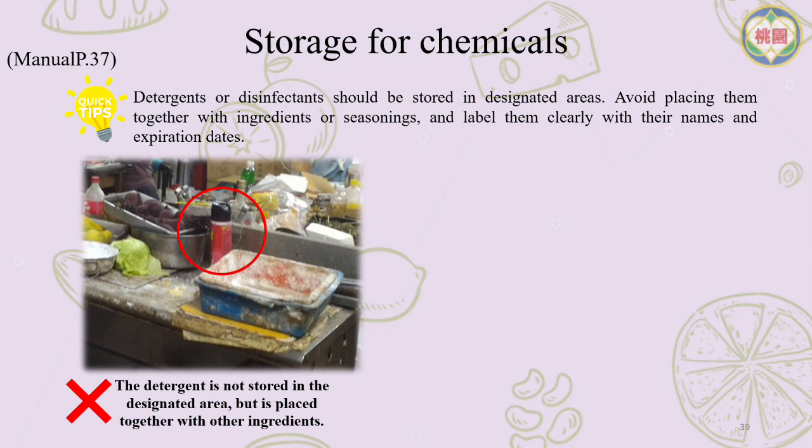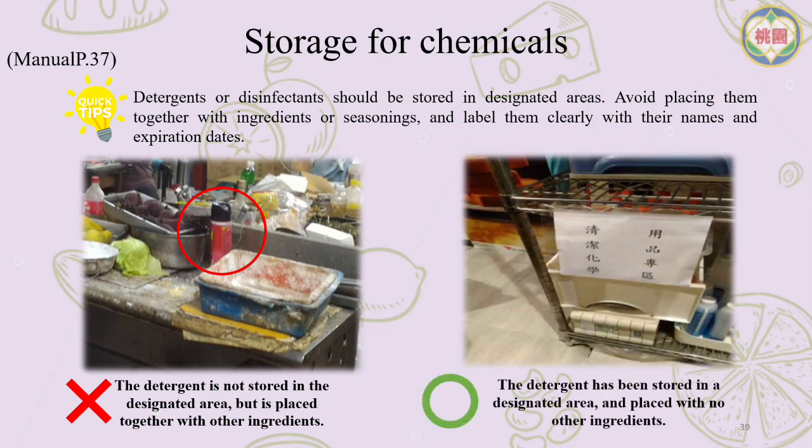Detergents and disinfectants should be stored in designated areas. Avoid placing them together with ingredients or seasonings, and label them clearly with their names and expiration date. In the picture on the left, the detergent is not stored in a designated area but is placed together with the ingredients. It should be improved as shown in the picture on the right.